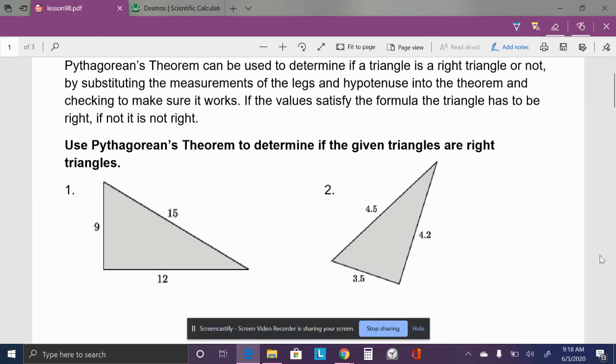In today's lesson, we are going to be using Pythagorean's theorem to determine whether a triangle is a right triangle or just a regular triangle. Remember, we learned in the last lesson what Pythagorean's theorem is and what makes right triangles so unique compared to all the other triangles. If you have two legs and you square the lengths of the legs and add them together, they're going to equal the square of the length of the hypotenuse, which is summarized in the formula a squared plus b squared is c squared.